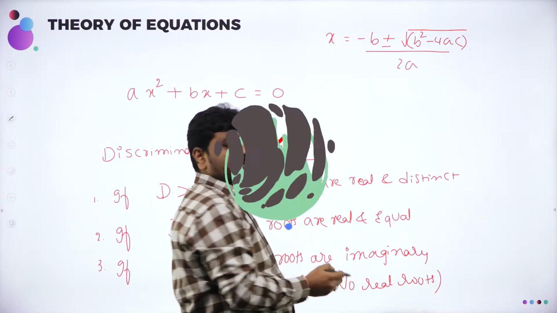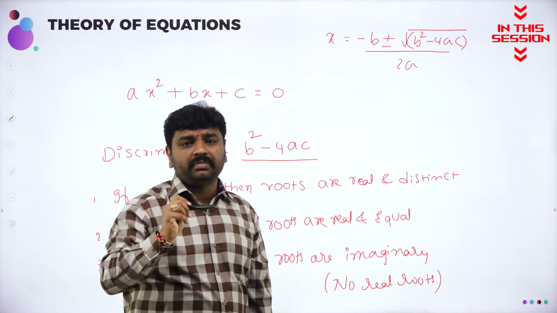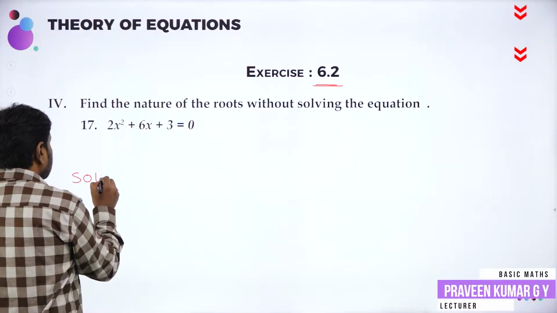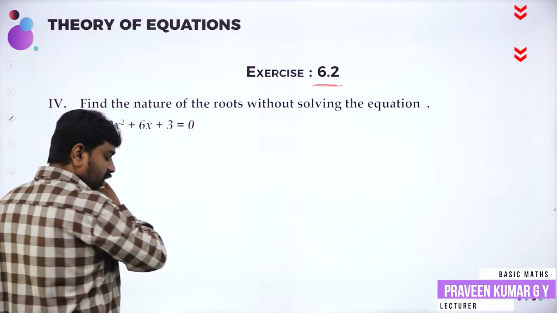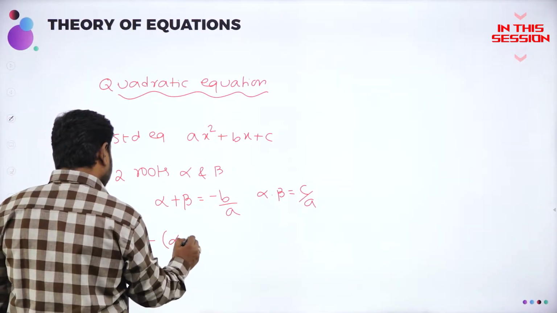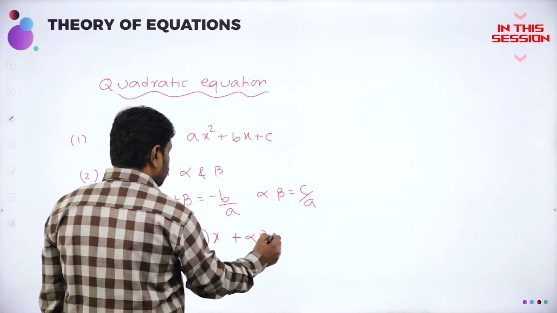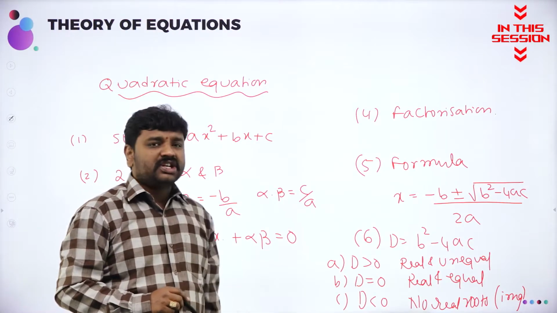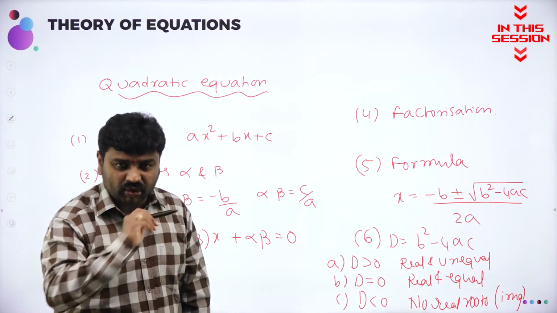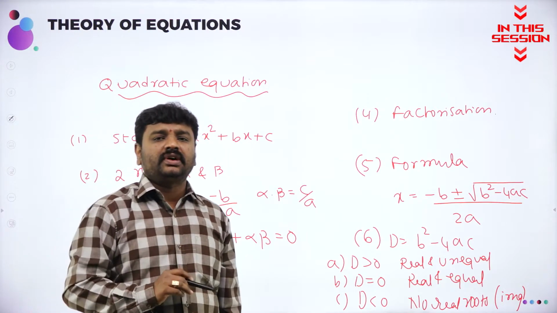Roots will be imaginary, because root under negative is imaginary number. That's why we say no real roots. We will not solve it completely. What we'll do? We will not find the roots, but we'll find discriminant. X square minus alpha plus beta into x plus alpha beta equal to 0. Formula I should be thorough with: minus b plus or minus root of b square minus 4ac by 2a. And b square minus 4ac by 2a we call it as discriminant.